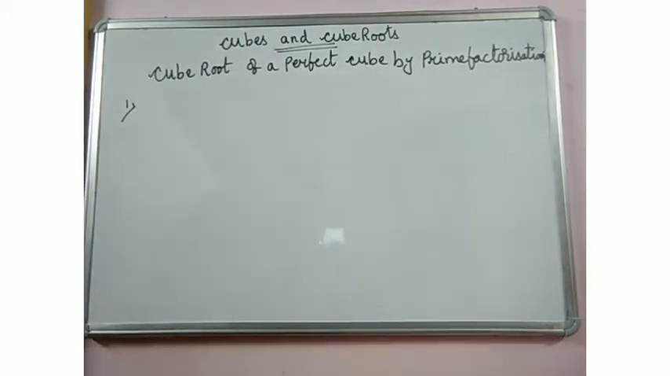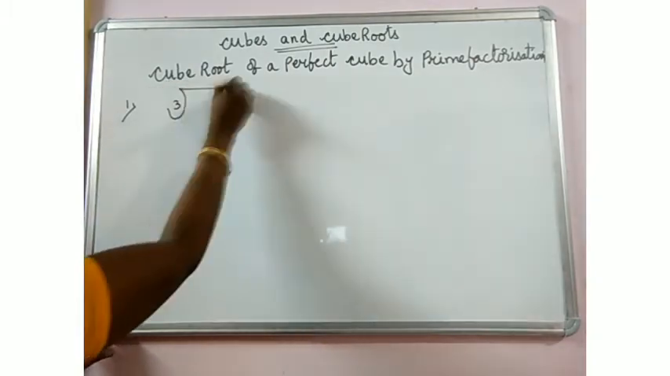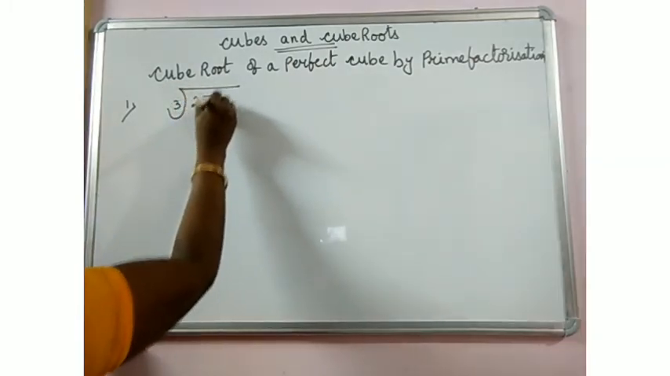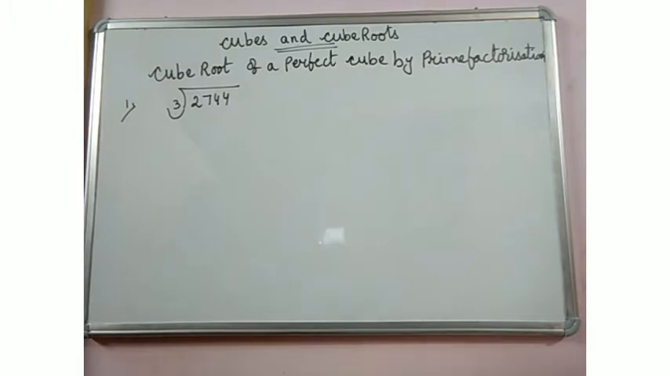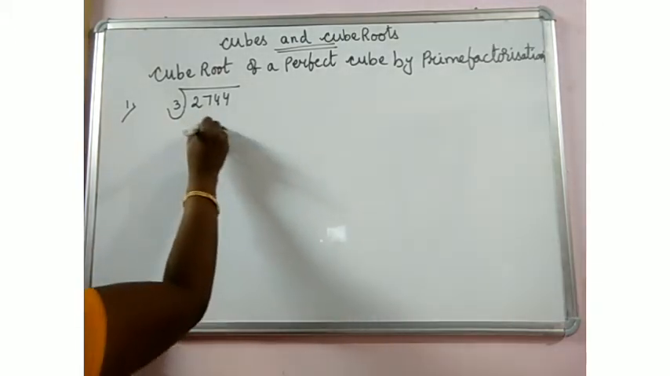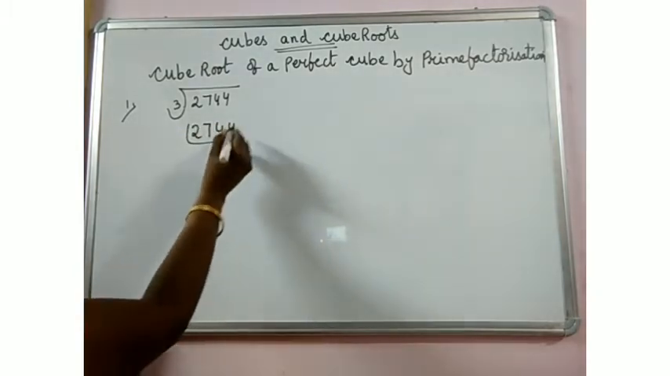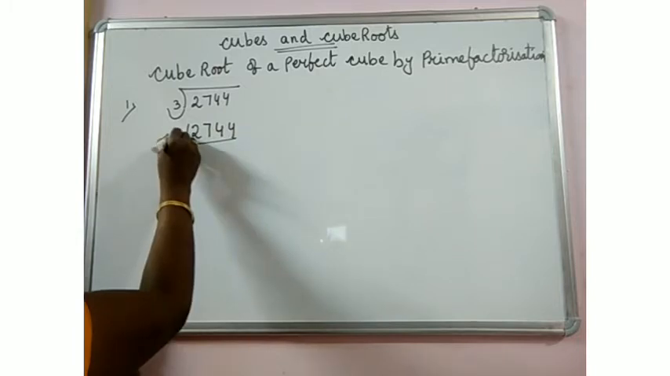Little bigger numbers I am going to explain you. How to find the cube root of 2744. Actually, cube root can be found by prime factorization only, or different ways. Sometimes exponential form will be given to you. That also is similar to this only. So let us find the prime factors of 2744. The number is ending with 4, so it is divisible by 2.